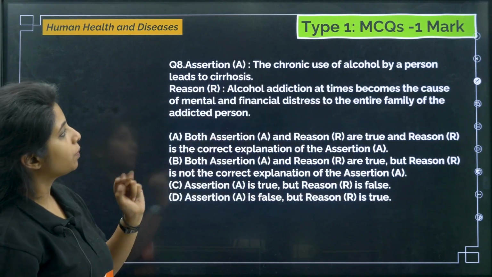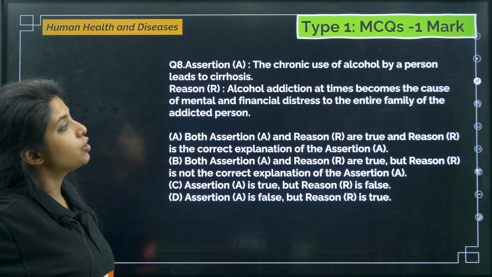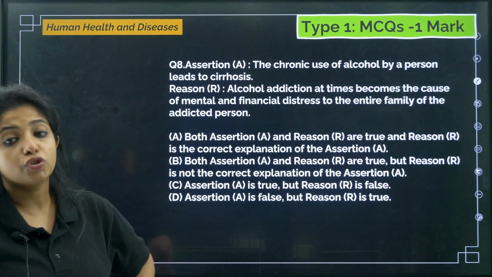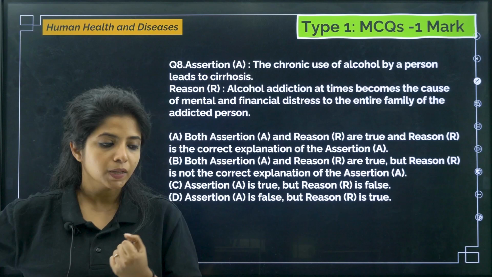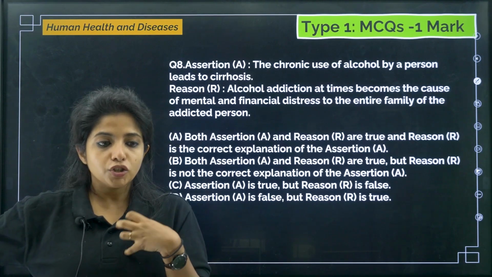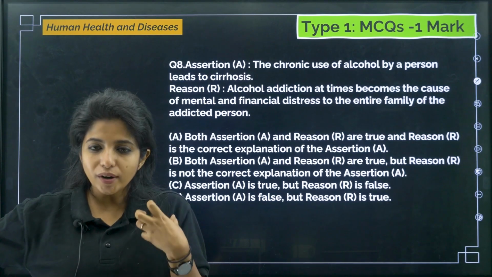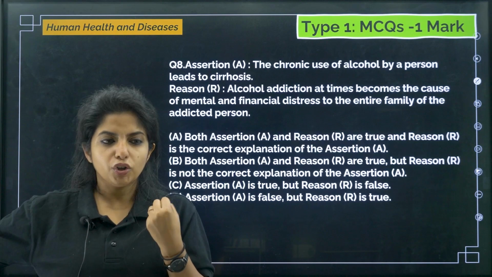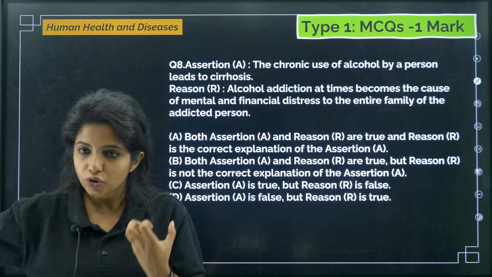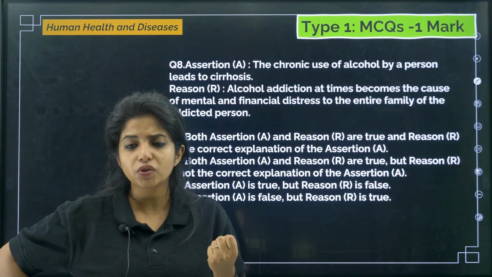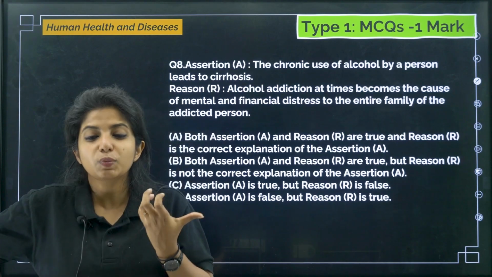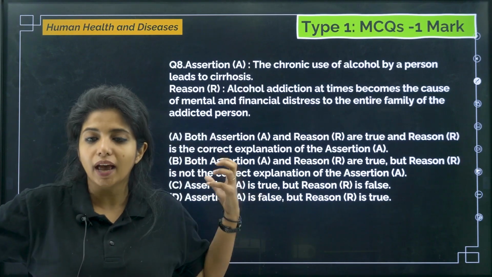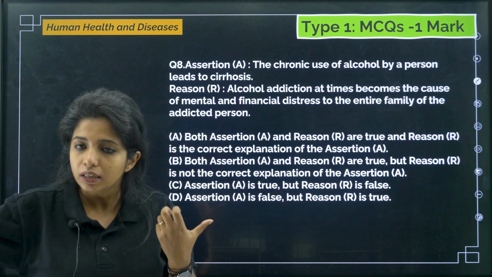Going ahead. Question number 8. Assertion is chronic use of alcohol by a person leads to cirrhosis. What do you mean by cirrhosis? Okay, liver cirrhosis, you might have heard of it, right? Liver cirrhosis is when your cells are getting scarred, or your cells are getting damaged, okay. So chronic use, as in when someone is too much into alcohol, they are drinking too much alcohol, this becomes chronic, and obviously chronic alcohol usage could lead to cirrhosis.